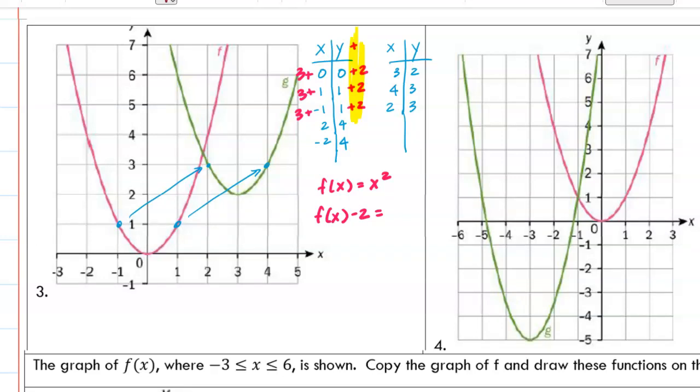Yeah. And then x has to go inside. We have to take the opposite. We have to take the reciprocal of both. Or we just say that.